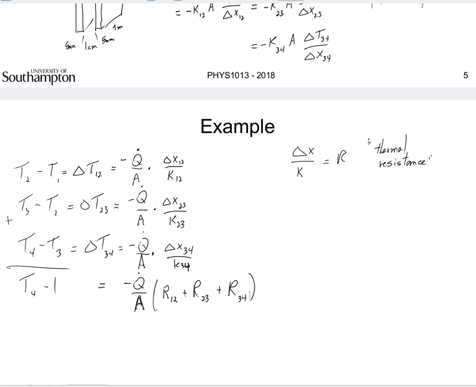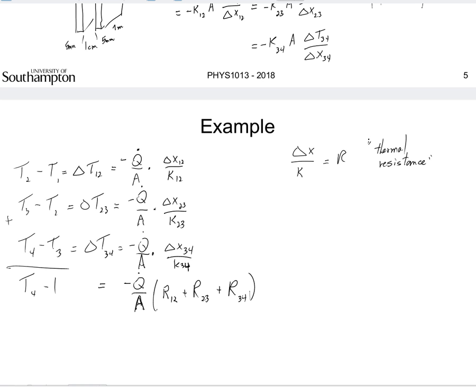So maybe you see the analogy with... yeah, question? Why is the area constant? Because we assume that the window is one square meter, so the heat is going through this area all the way through. I mean, there's the same area through which heat is going in air and so on. So this area is the same throughout.